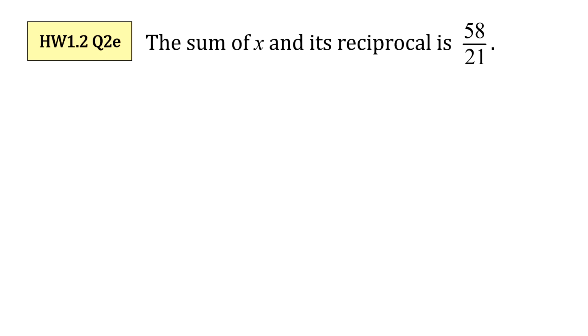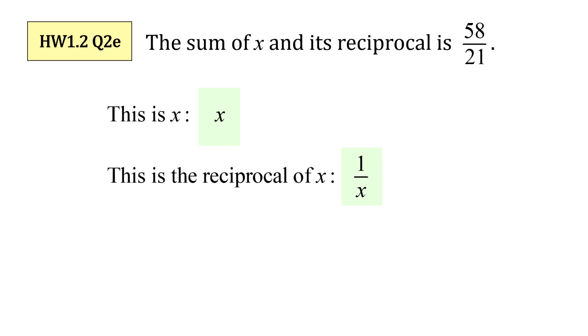For question 2e, the question wants us to form an equation given that the sum of two numbers is 58 over 21. This is x, of course, and what we mean by the reciprocal is 1 over x. You can also think of it as x to the power of negative 1. So our starting point is to use x plus 1 over x equals the given fraction. Solve that to get the answers.